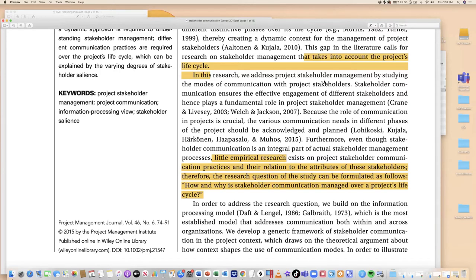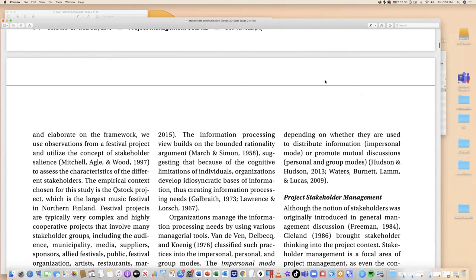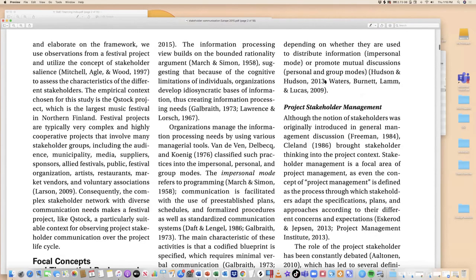So he said that we built upon the information processing model, which is the most established model that addresses communication within and across organizations. We developed a generic framework of stakeholder communication in the project context, which draws on the theoretical argument about how context shapes the use of the modes of communication. So he brought a different angle. In order to illustrate and elaborate on this framework, we use observations. Okay, he's talking about how he did the theory and everything.